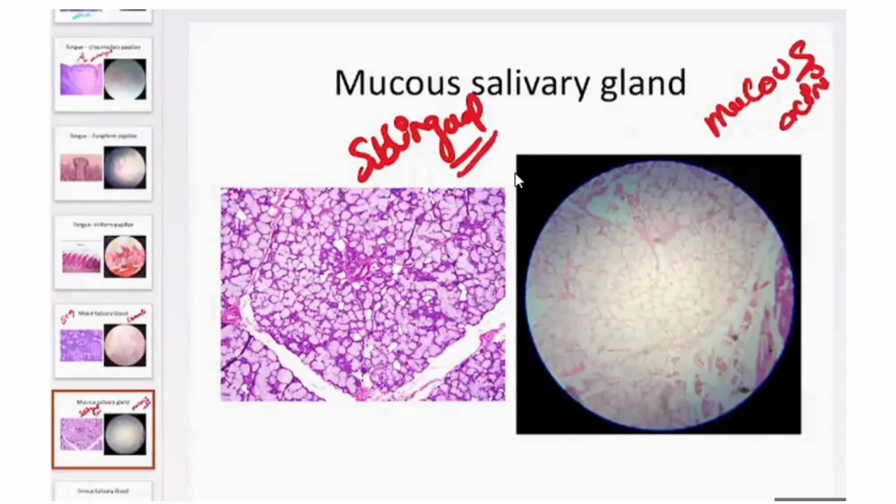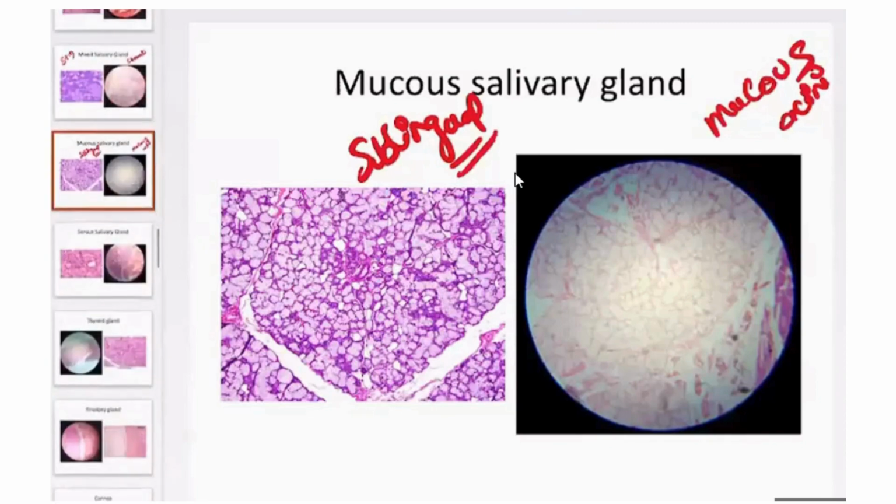We have three major salivary glands, am I right? Parotid, sublingual, submandibular. Submandibular is an example of mixed salivary gland. Parotid is an example of serous salivary gland. Sublingual, on the floor of the oral cavity, is an example of mucous salivary gland. Those acini will be predominant. Mucous salivary gland contains a large amount of mucus acini. Serous salivary gland contains a large amount of serous acini. In mixed, you will have an equal number of serous and mucus acini.